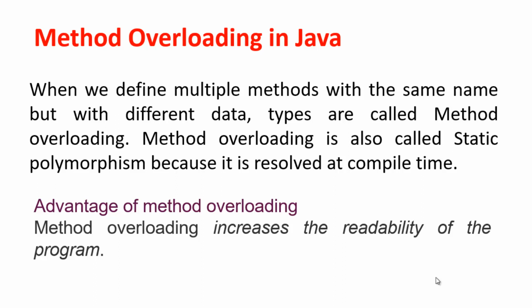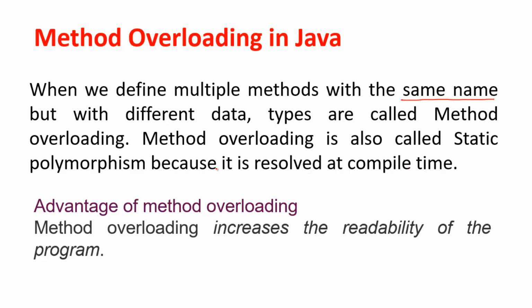So today's topic is method overloading in Java. So let's first define what it is. When we define multiple methods with the same name, these things should be remembered here: same name, but with different data types, it is called method overloading. Method overloading is also called static polymorphism because it is resolved at compile time.